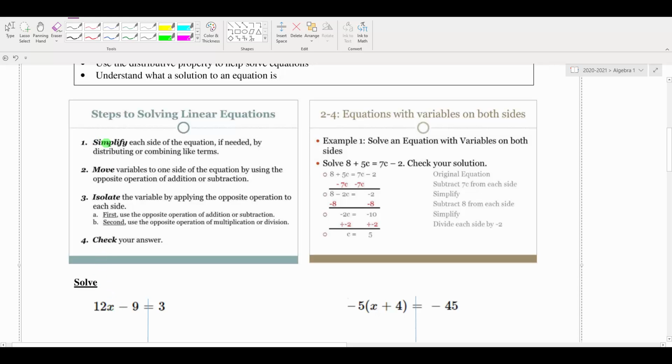Alright, the way that we do that, we simplify, right? So if there's anything where we need to distribute or combine like terms, we're going to take care of that first. Then we're going to move our variables to one side and the numbers to the other side using opposite operations. So for instance, we see a minus 9 here. We might end up adding 9. And then whatever we do to one side of the equation, we must do to the other side of the equation to keep it balanced.